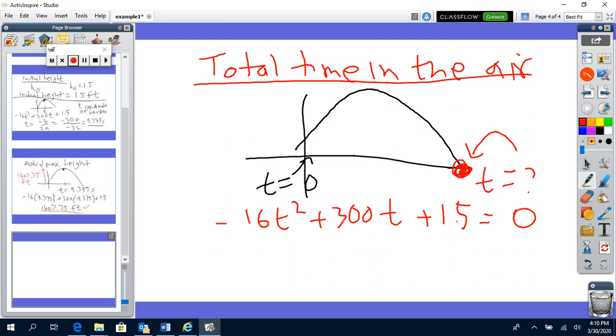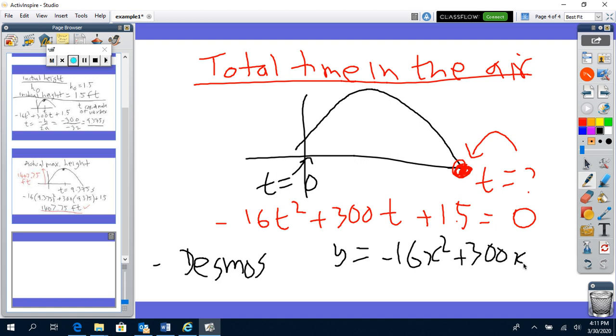Okay, so we need to solve this. I suggest the way you do it is you use Desmos, and you're going to draw y equals minus 16x squared plus 300x plus 1.5 on Desmos, and you're going to find the solution to that. So I'll leave that for you as an exercise. I'm not going to tell you the answer there.